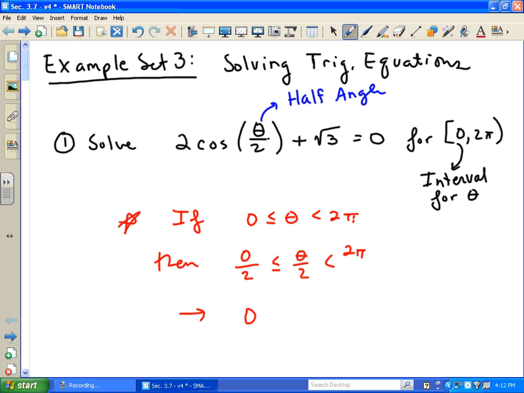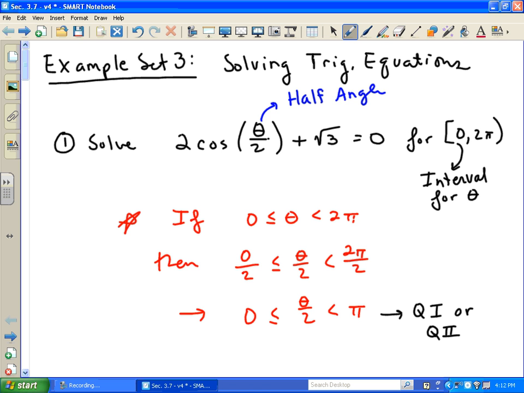Half of 0 is 0. Half of 2 pi is just pi. And so theta over 2, the particular angle that is in this equation, is actually located between 0 and pi. Which quadrant is that? That is in either quadrant 1 or quadrant 2. So while solving this, if you have angles that fall in quadrants 3 and 4, we're not going to consider these angles because our half angle is not contained within that.